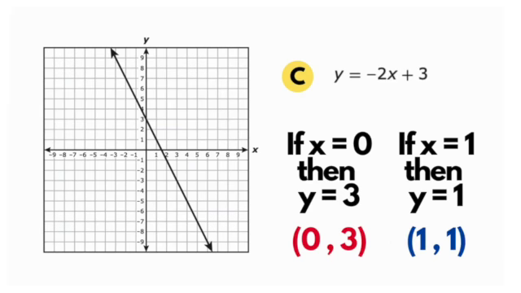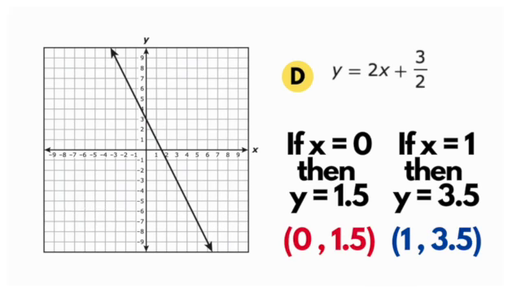Let's go to C. We're going to plug in 0. We get 0, 3. And if we plug in 1, we get 1, 1. Let's plot both of these on the graph. We have 0, 3 does land on the line, and 1, 1 does land on the line. So it looks like they both land exactly on the line, so this one does work, so C does work.